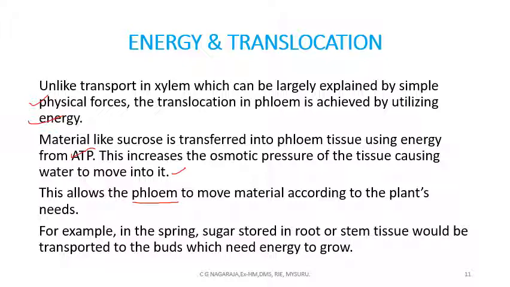During spring, sugar stored in the root or stem tissue would be transported to buds. You know, spring means when you find a large number of new flowers and buds coming, and they require more energy. Therefore, at that time, sugar stored in different parts will be taken away and supplied to those parts. For this, energy is required. So, translocation requires energy, and that energy comes from the sucrose.